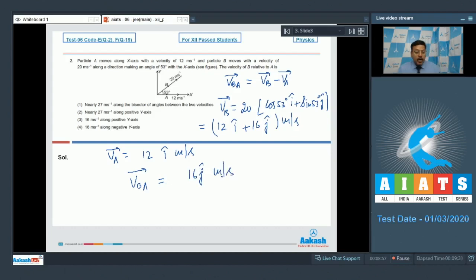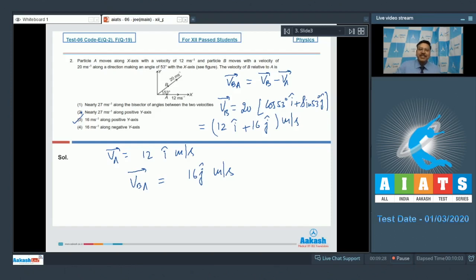Now if you look at the options, the first option says it's nearly 27 meter per second along the bisector of angles between the two velocities. Option 2 says nearly 27 meter per second along positive y-axis. Option 3 says 16 meter per second along positive y-axis. In fact, this is matching with what we have got. So option 3 is correct. And let's just go through option 4 too, and that says 16 meter per second along negative y-axis, so it's incorrect again. So for question 2, option 3 is correct.